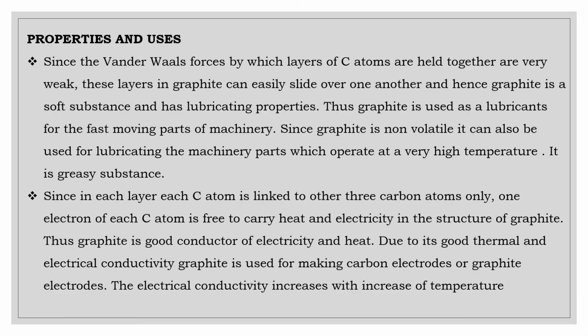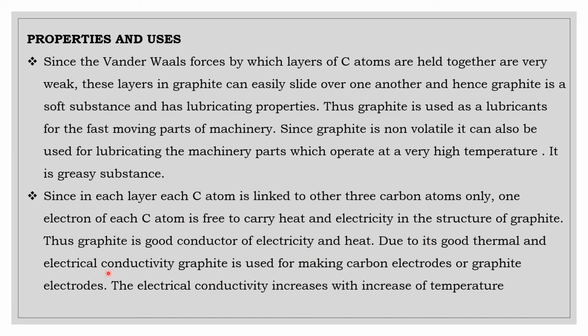Next we'll move on to the properties and uses. Since the van der Waals forces with which the layers of carbon are held together are weak, graphite layers can slide over one another, and hence graphite is soft and has a lubricating property. Carbon is linked to 3 carbon atoms, and as I told you earlier, there will be a free electron left in the carbon. Hence this free electron can carry heat and electricity, and graphite is a very good conductor of heat and electricity.